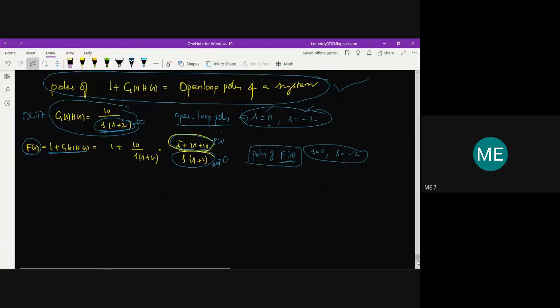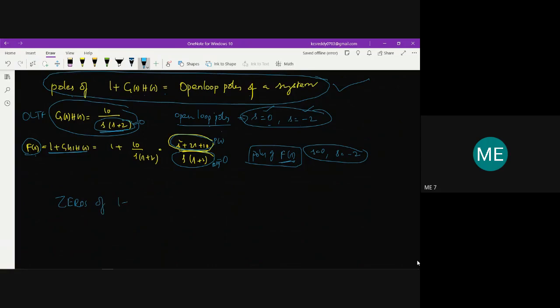Right. Now we can consider the zeros of 1 plus g of s into h of s. The zeros of 1 plus g of s into h of s can be taken as the closed loop poles of the system. Why? Because if I take g of s into h of s, the closed loop transfer function c of s by r of s is equal to g of s by 1 plus g of s into h of s.